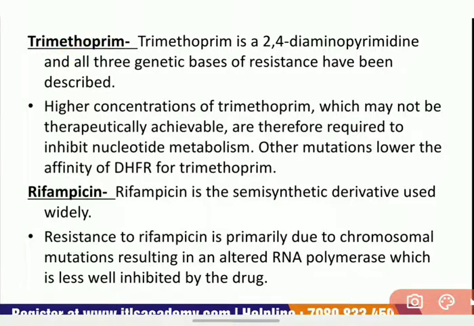Trimethoprim. Trimethoprim is a 2,4-diaminopyrimidine and all three genetic bases of resistance have been described. Chromosomal mutations in E. coli result in overproduction of dihydrofolate reductase.